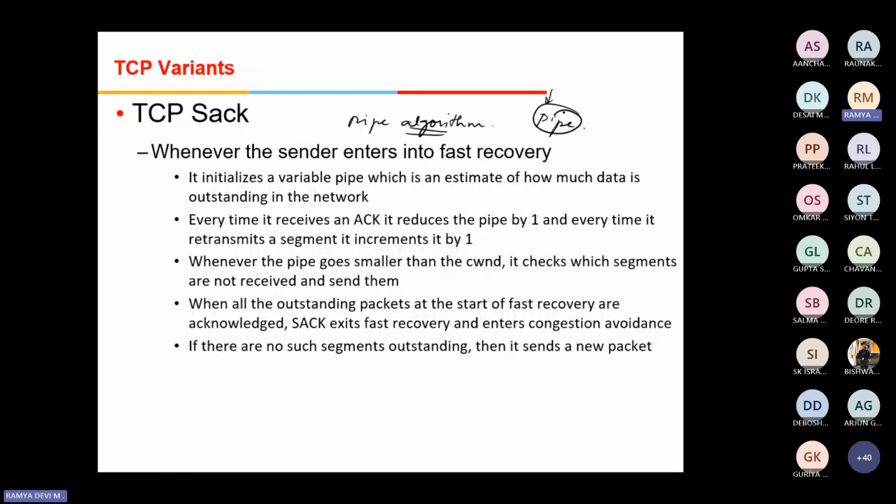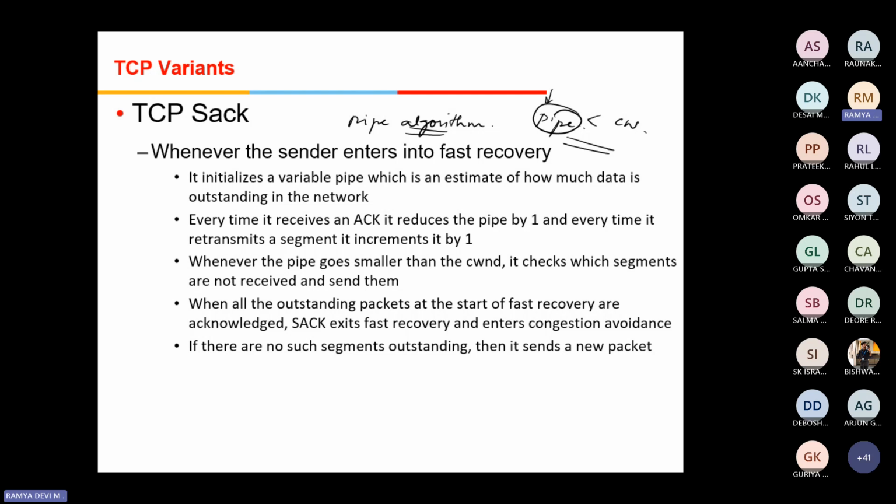Whenever the pipe becomes smaller than the congestion window size, there is available capacity in the network. In that case, the sender can increase the congestion window size and send multiple packets at the same time. The sender will check which segments have not been received by the receiver, and based upon the SACK information, it will retransmit those packets.